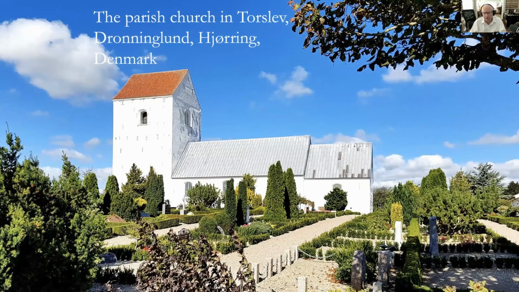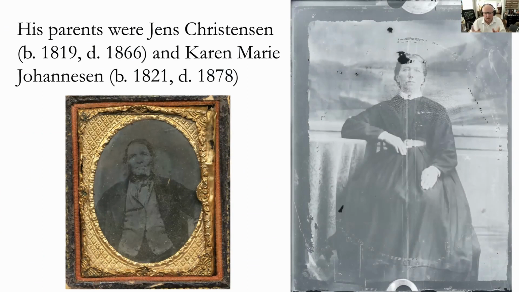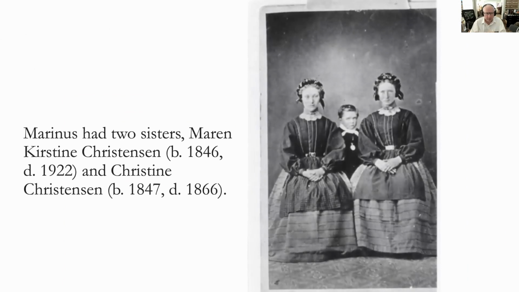Here's the picture of the parish church. So we have a considerable amount of information, and we have books, and we have photographs, and we have all sorts of things that tell us who these people were and where they lived. But the one problem that occurred, I'll get to in just a second. So his parents were Jens Christensen and Karen Marie Johansson, and these are basically photographs of those two people. Now, he had two sisters, Marit Christine Christensen and Christine Christensen. So these were the people of the family.